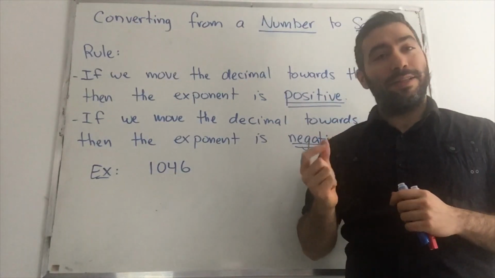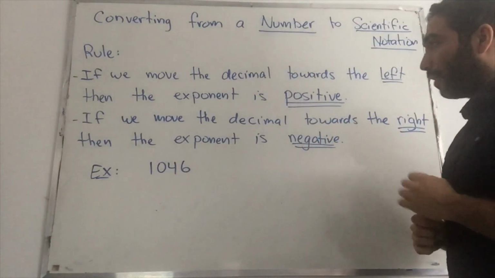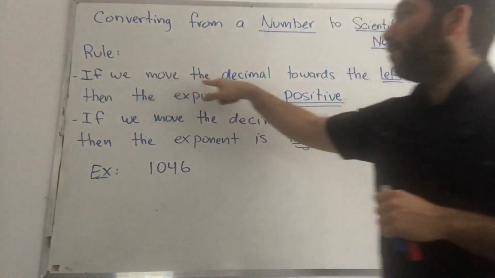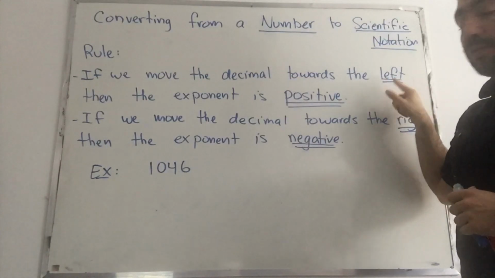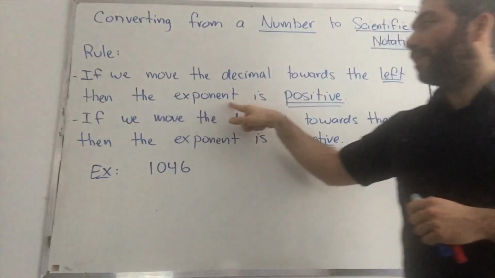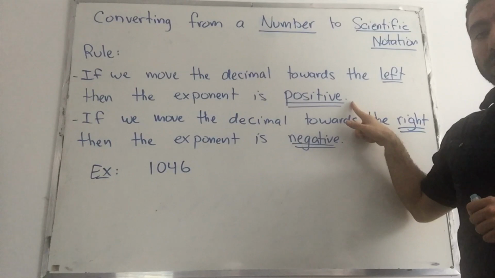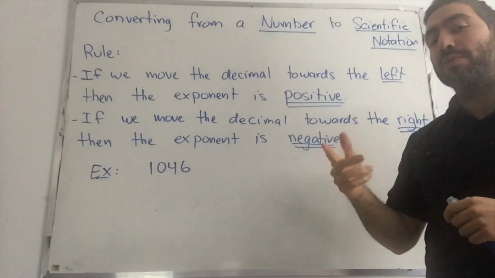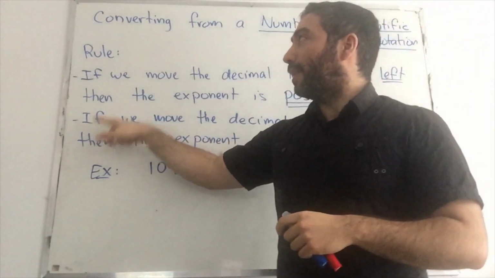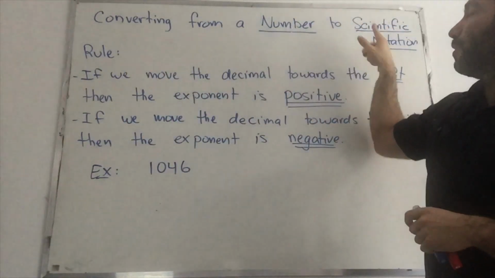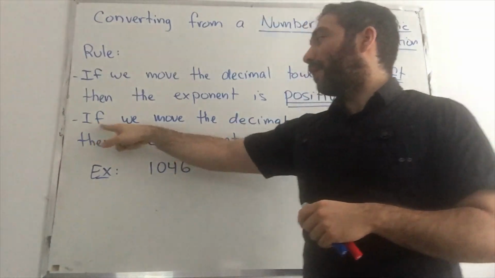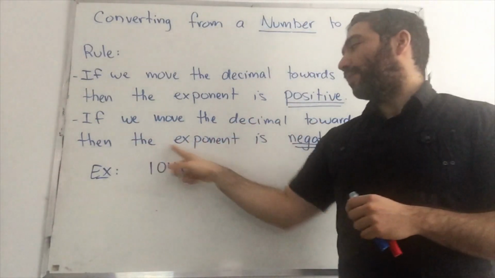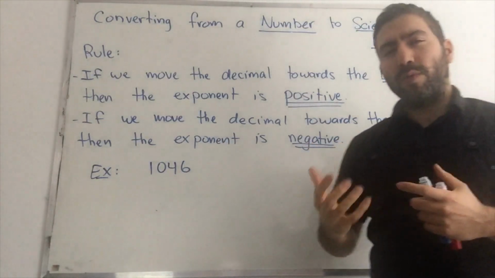The rule is slightly different, so make sure you write this down and keep note of the change. The rule says if we move the decimal towards the left, then that means the exponent will be positive. Okay, so if we move towards the left, the exponent now is positive. This is slightly different from the rule we saw before. But now keep in mind that we're converting from a number to scientific notation. We're going the opposite way. And secondly, if we move the decimal towards the right, then the exponent is going to be negative. What do I mean by this?